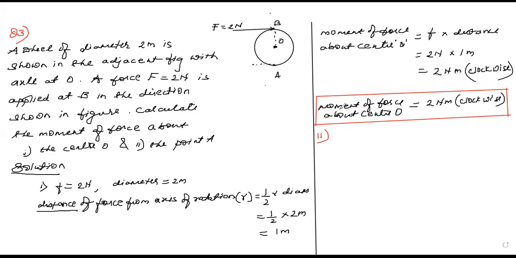So naturally, what is the moment of force here? For the second part, again the force is 2 Newton, but the distance varies. The distance of force from the axis of rotation is now something different. It is equal to the diameter, children. That is nothing but 2 meter. Got it? 2 meter. The axis of rotation is here, so the distance is from B to A.